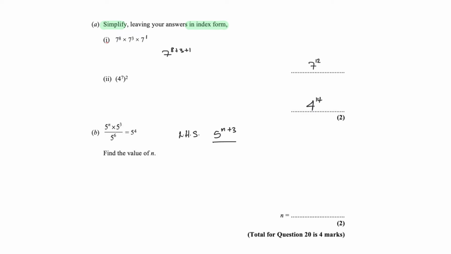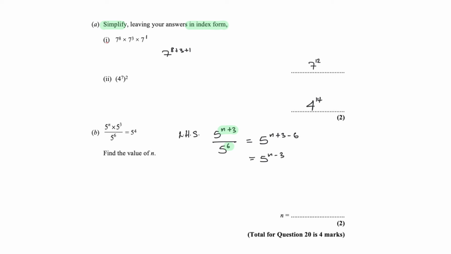And then that's going to be divided by 5 to the power 6. Let's carry on simplifying that. So this becomes 5 to the power n add 3 take away 6. Why? Because the power at the top, which is the whole thing you've got there, needs to subtract that power at the bottom. So that's why we've got the whole top take away 6. So this then works out to be 5 to the power n take away 3.